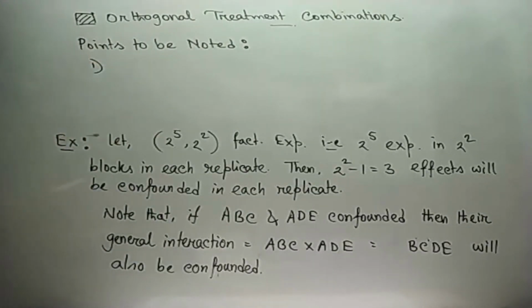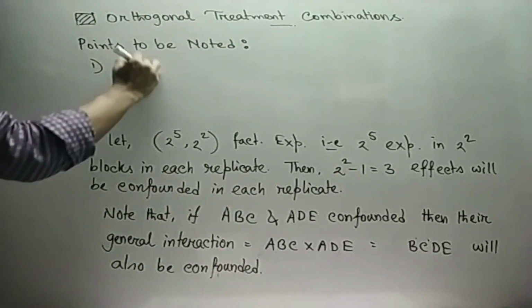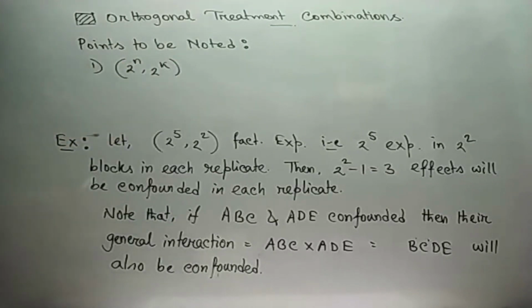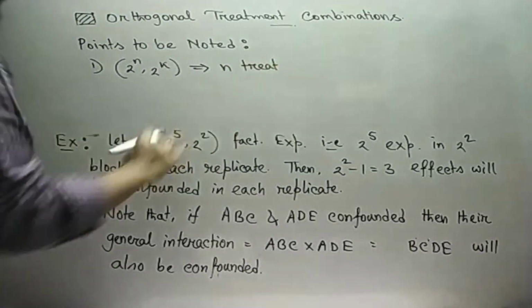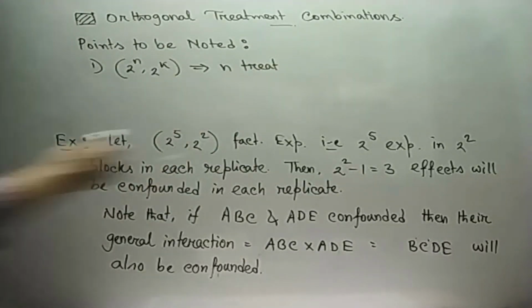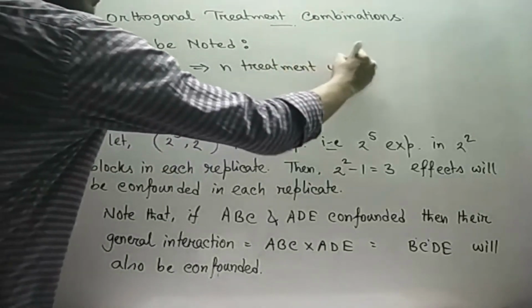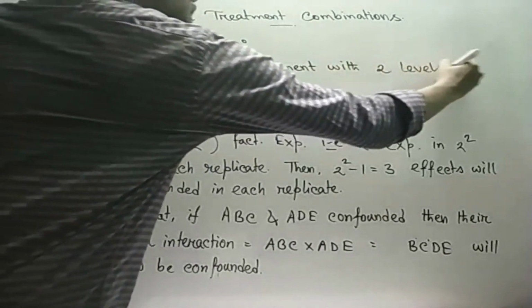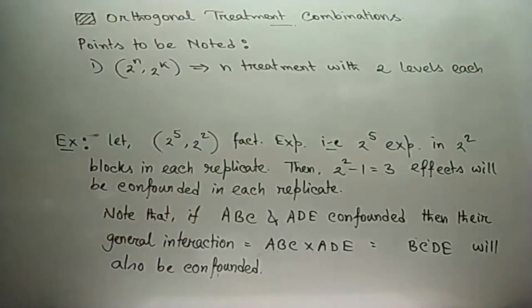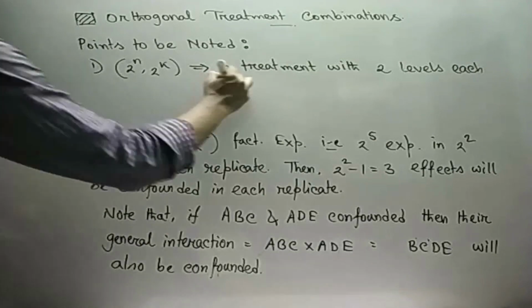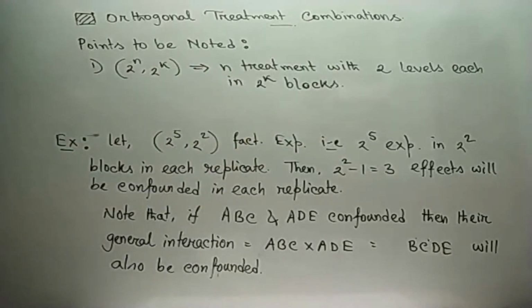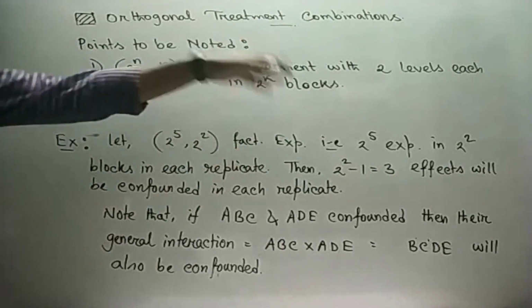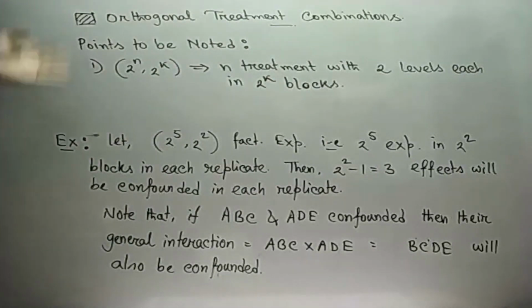So first point, if we have 2 to the power n comma 2 to the power k, so if we have this type of experiment, then we have n treatments, or you can say n treatments with 2 levels each in 2 to the power k blocks, or you can say n factors with 2 levels each in 2 to the power k blocks. So both are similar.